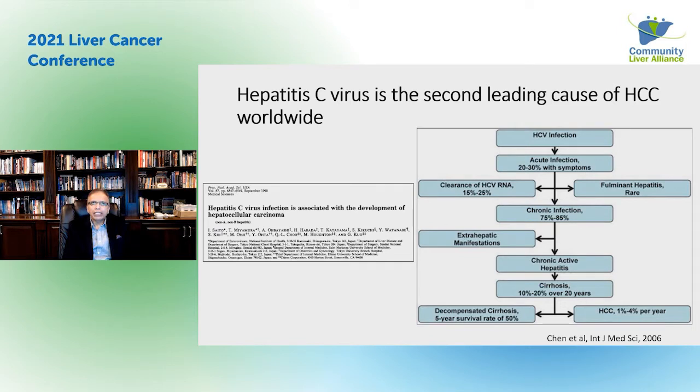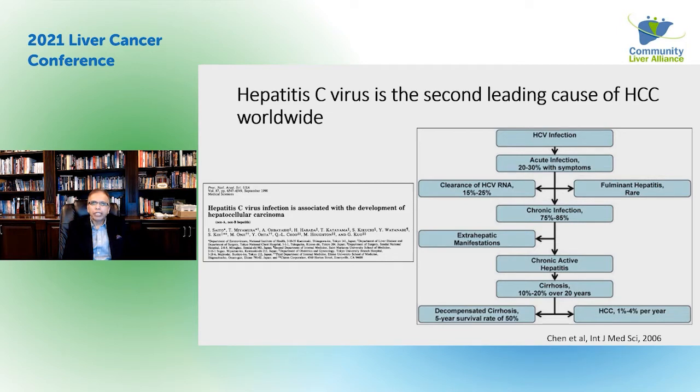Now, hepatitis C is the second leading cause of hepatocellular carcinoma worldwide. If you go from the top to the bottom on the figure on the right, patients who are exposed to hepatitis C, about 75 to 80% will develop chronic infection.